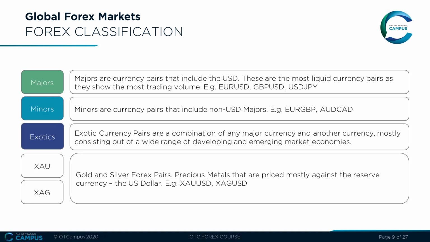Majors, the most liquid and widely traded currencies against the US dollar. Minors, a combination of non-US dollar majors, eliminating the US dollar from the equation. Exotics, very thinly traded currency pairs with wide spreads and high rollover costs. And of course, gold and silver in form of currency pairs, coupled against the US dollar, the global reserve currency.